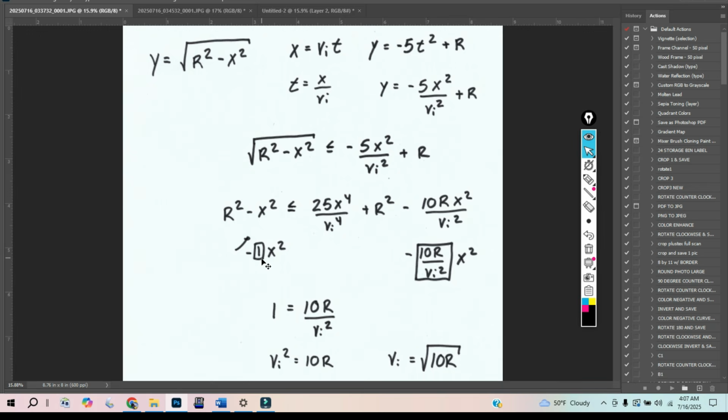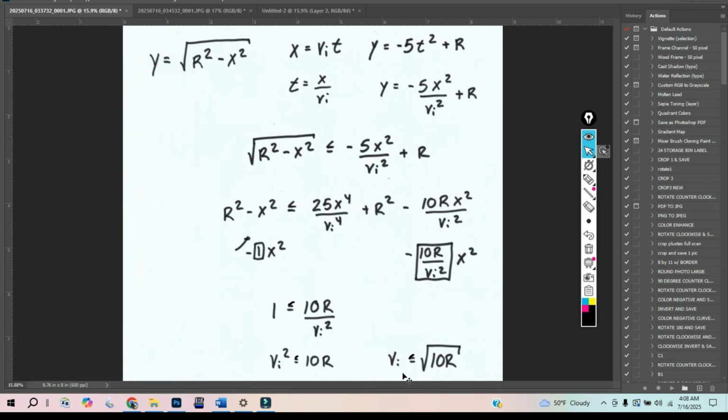I notice this has a 1 out in front, and this has a 10r over v_i squared, so this has to always be bigger. I should have, this should be equal to or greater than. So we do a greater than sign, greater than sign, greater than sign, and booyah. Now we just bring the v squared upstairs and then square root the other side.